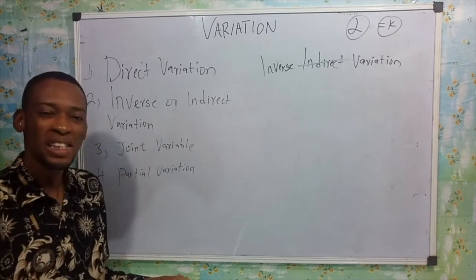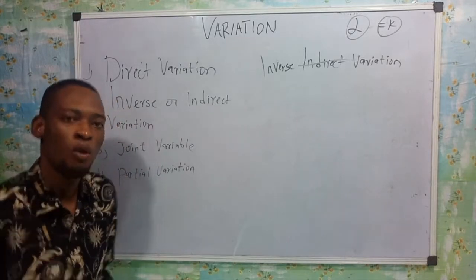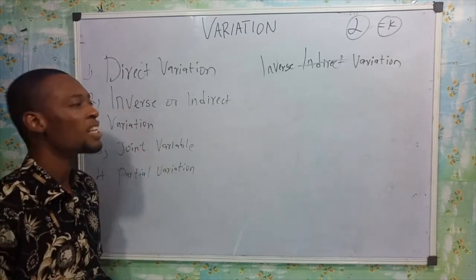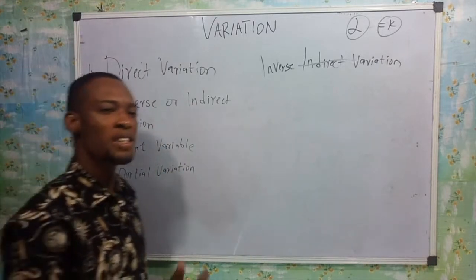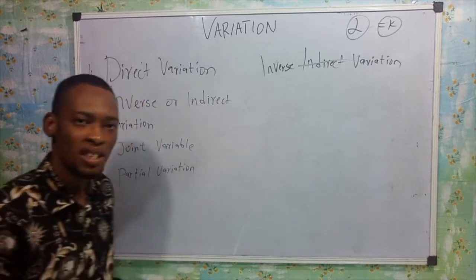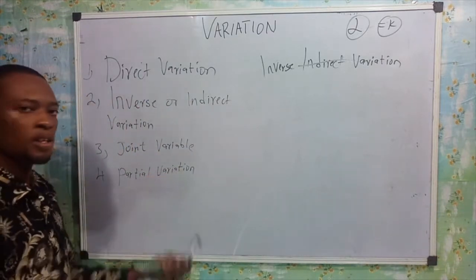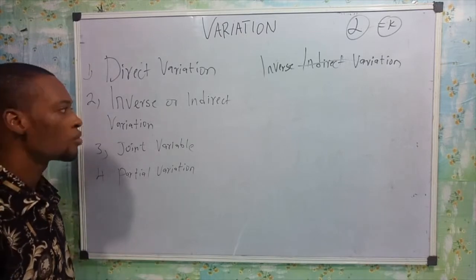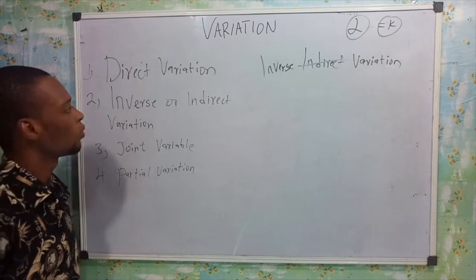So they don't play. They are cat and rat. So when one is happy, the other one is sad. When one goes up, the other one goes down. So for inverse variation or indirect variation, as one quantity increases, the other one decreases. As the other one decreases, the first one increases. So they don't vary directly. So the change in one will bring the other one up or down.